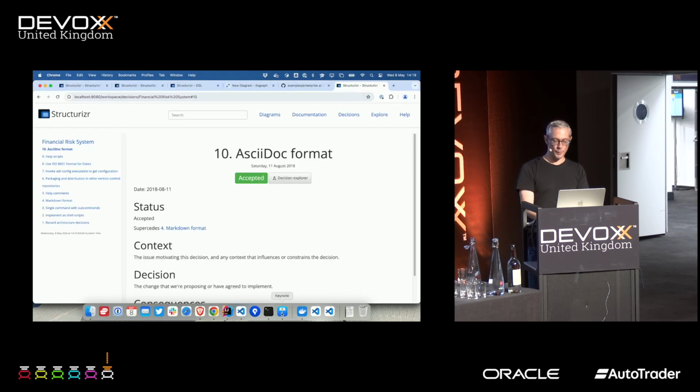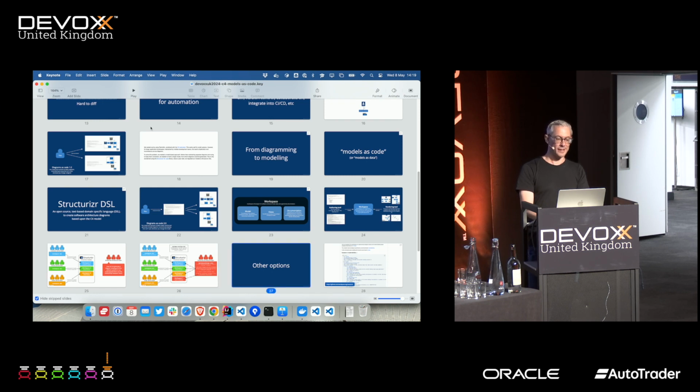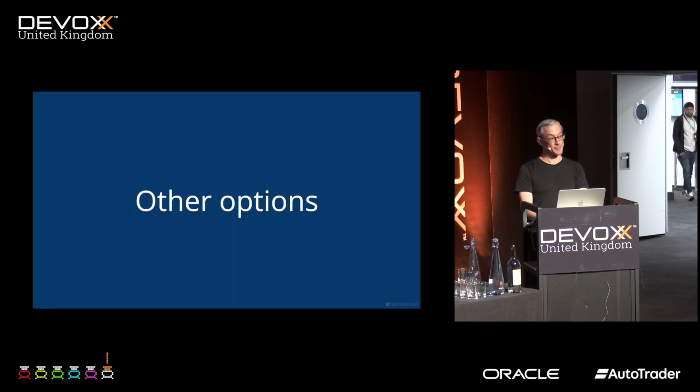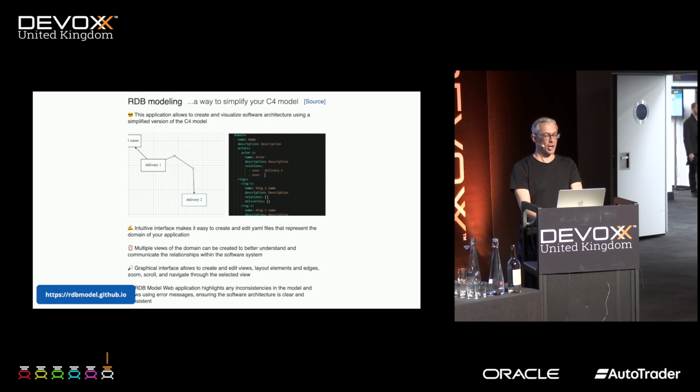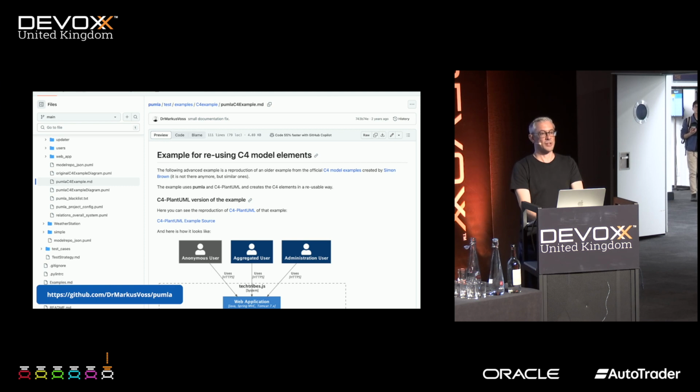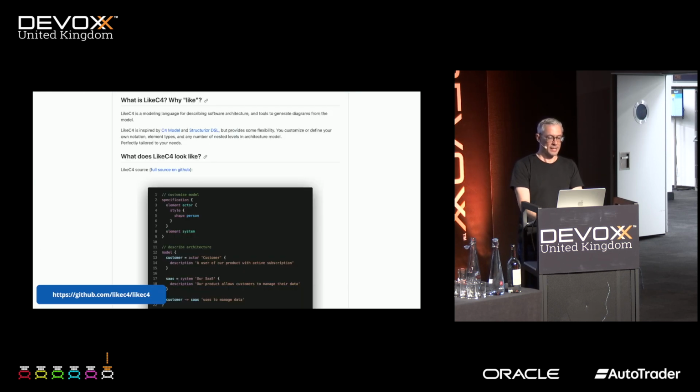So I have one more minute left. In the spirit of openness, there are some other options. There's one called Overarch, which allows you to define C4 models and diagrams using the extensible data notation. Link there. The slides will be available afterwards. There's RDB model, which uses YAML syntax. There's a bunch of tooling around PlantUML that attempts to build a model from various PlantUML files. There's something called like C4, which is like C4, but people say it's less restrictive.